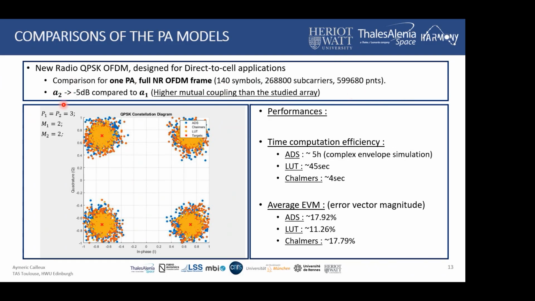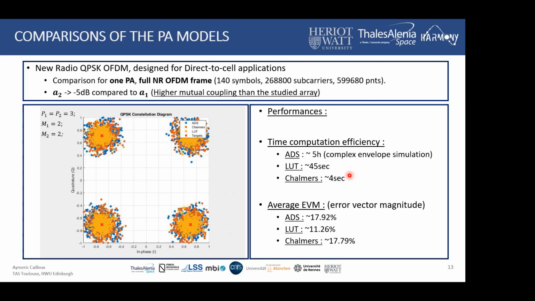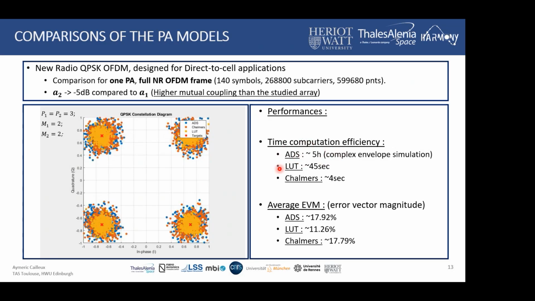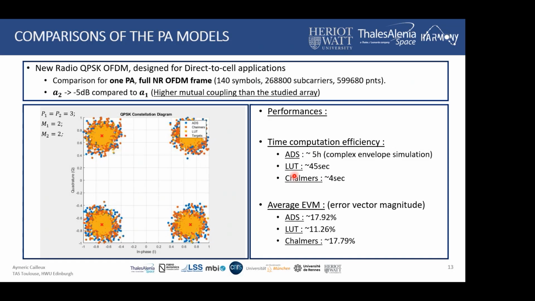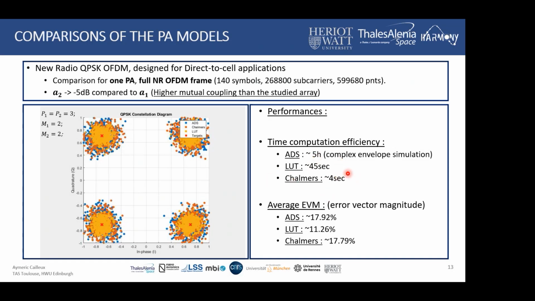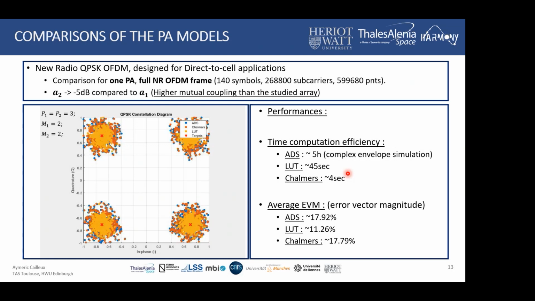Considering that A2, so the injected wave at the output port, is -5 dB lower than A1, which is actually higher mutual coupling than the studied array I have, we can see that, of course, ADS takes a really long time to compute everything. The lookup table is way faster with 45 seconds, and Chalmers takes only 4 seconds, taking into consideration the computation of the coefficients.